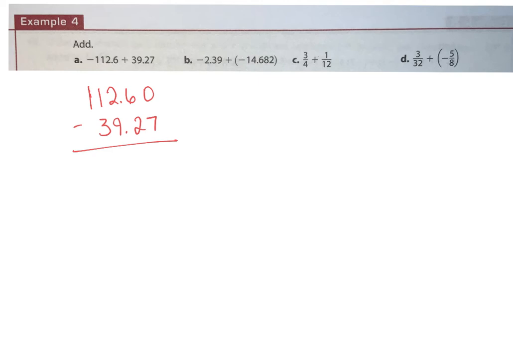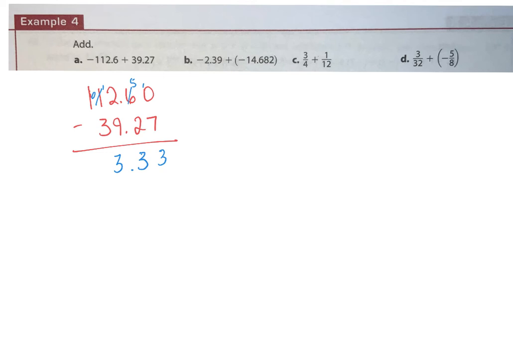You have to borrow, right, from the 6. So we're going to say 10 minus 7 is what? 3. 5 minus 2. I have to borrow again, right? Remembering our rules here. 12 minus 9.